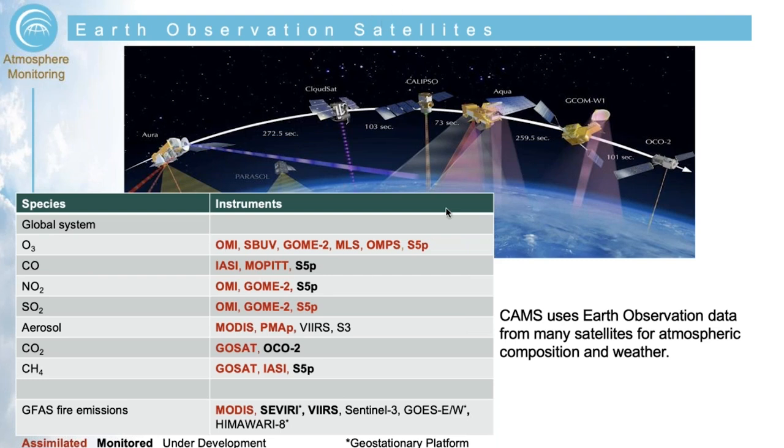So in this table, each of the instruments that is colored red is showing the data that is currently actively assimilated in CAMS and is actually providing information directly into our forecast system. The ones in bold but in black are instruments which we are currently implementing in our system and which are being tested and going through this monitoring process of understanding if there are biases between the observations and the models and whether those biases are changing over time.